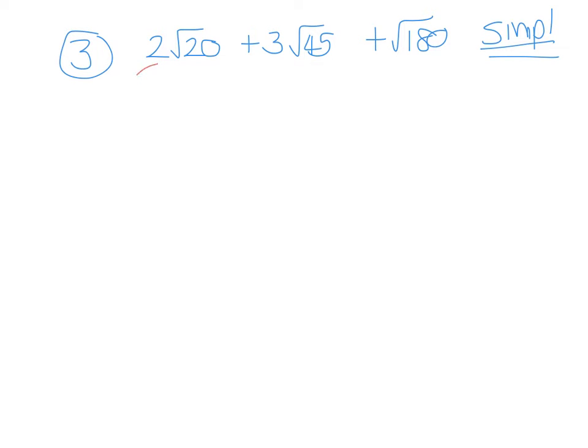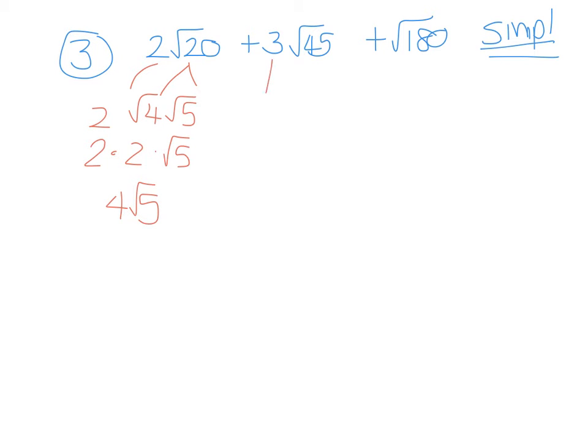So I have 2 radical 20 plus 3 rad 45 plus rad 180. So in this problem, I have to first simplify the radicals and then see if there's anything I can combine. So in the first one, I've got 2, and I'm going to change radical 20 to radical 4 times radical 5, which means I have 2 times rad 5, which gives me 4 radical 5.